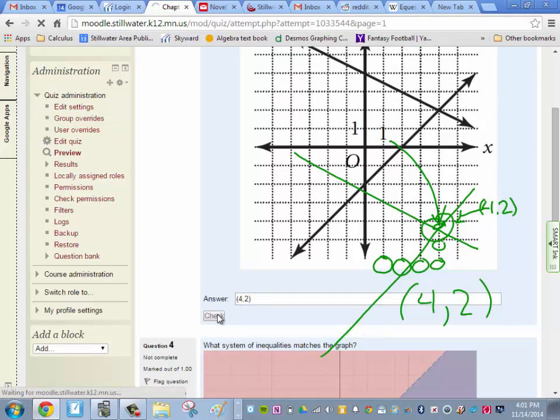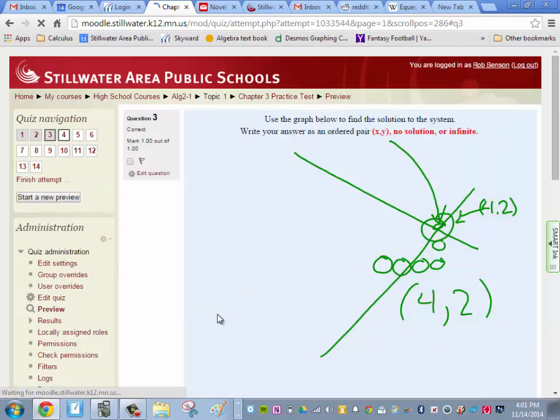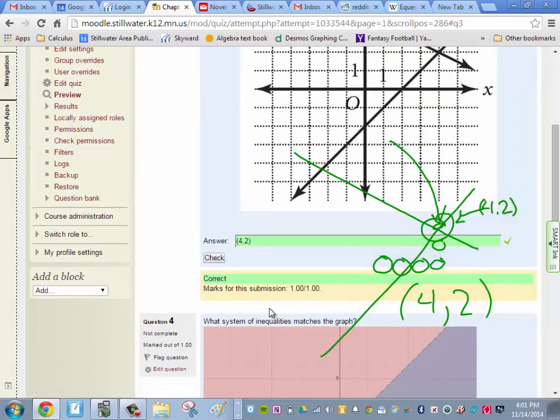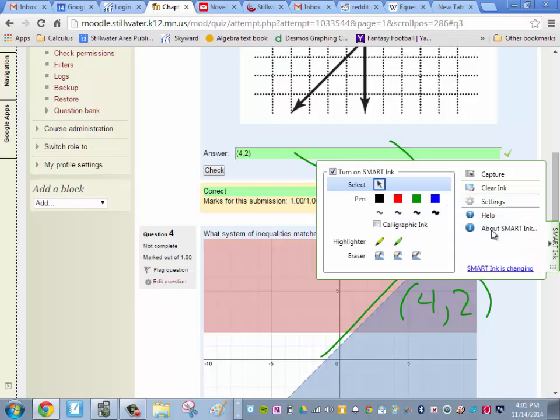Let's check that out. Make sure Mr. Benson didn't make any crazy mistakes. Nope, looks like it's checked off. So we're good to go. Moving on to the next one.